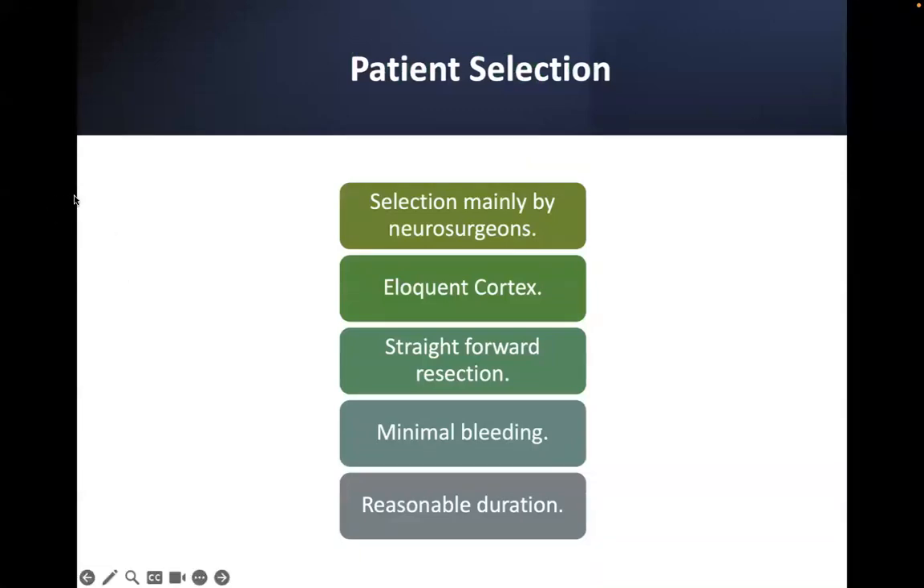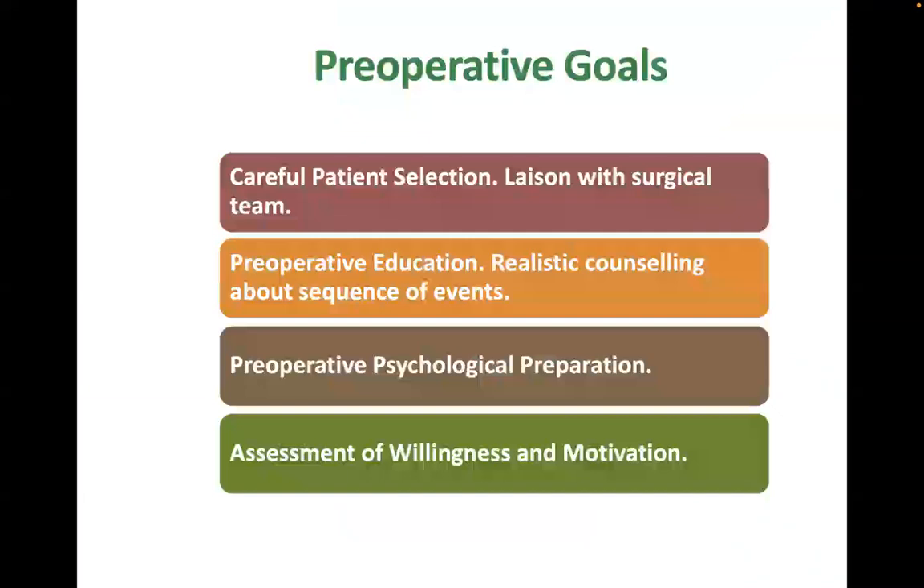First things first, the awake anatomy starts from patient selection. Selection of the patient is very important: in which patient population, or what type of patients, you are dealing with. Most of the time, the selection is by the neurosurgeon. The classical indication is a lesion lying near eloquent cortex. That lesion needs to have a straightforward dissection, minimal chance of bleeding, and in terms of complexity, a reasonable surgical duration. With all these things, you can go ahead with awake anatomy. These things need to be considered whenever you are selecting any patient for the technique.